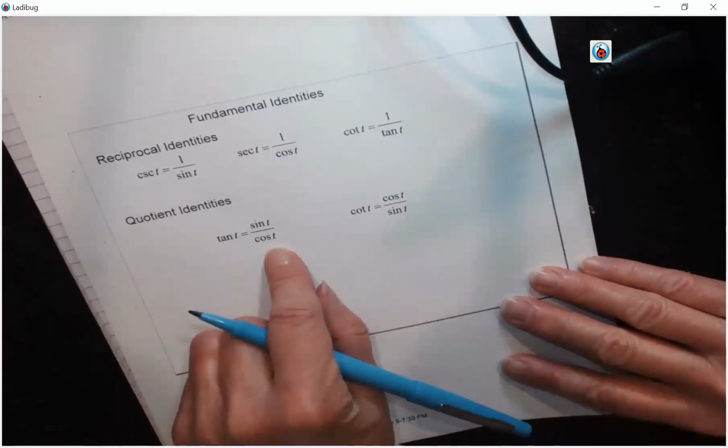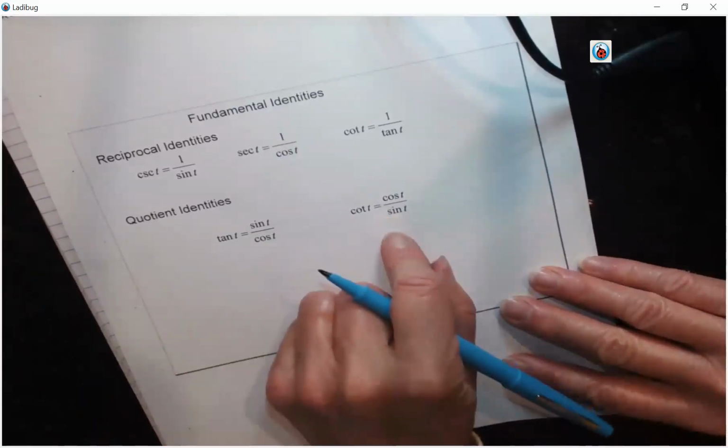Other identities: tangent of t is equal to sine of t over cosine of t, and cotangent of t is equal to cosine of t over sine of t. And I believe you have seen those before.